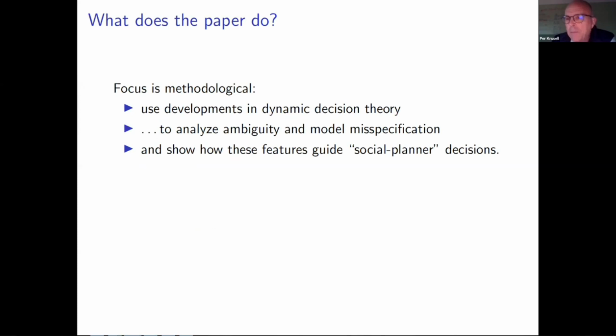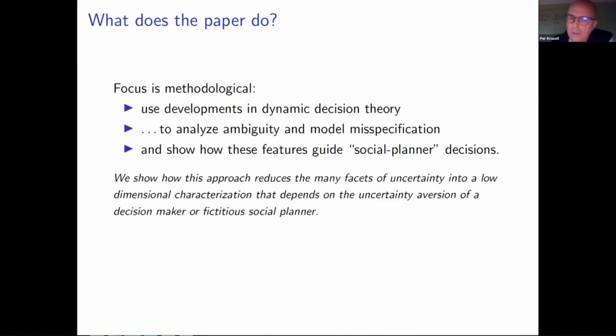I view this as maybe proof of concept, and this is also reflected in Mar's comments, but I'm not going to develop them so much. Basically, the authors use developments in dynamic decision theory to analyze ambiguity and model misspecification, and then show how these features guide social planner decisions. Let me just emphasize, they look at planning problems with uncertainty. It's not decentralized models where you can identify households and firms. It's really a planner running the show, maybe a benevolent planner, taking into account that we don't know a lot of things.